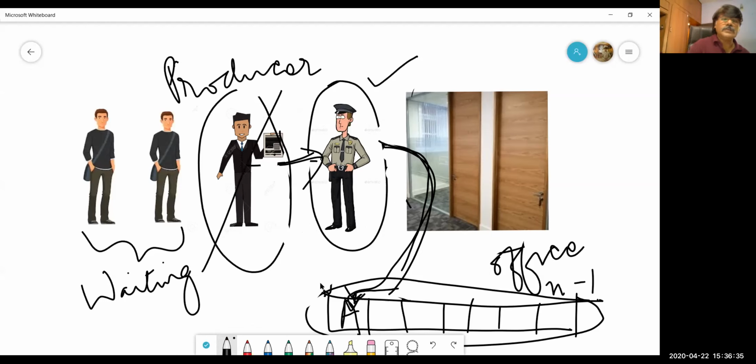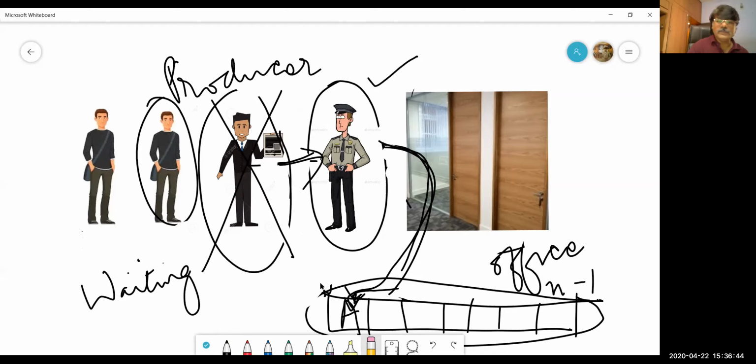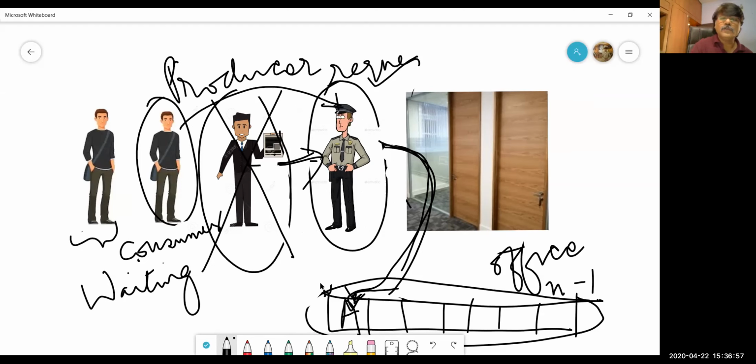Now suppose this person has finished his task, then he will give turn to the other person, and the second person is, say, a consumer. Then the third person will be in the waiting state. So what will this consumer do? It will request the security guard to remove the information from the buffer and give it. The security guard will remove the information from the buffer and hand it over to the consumer.